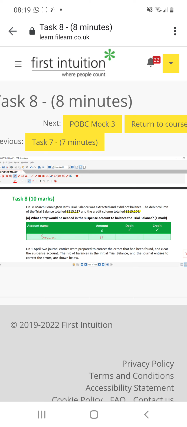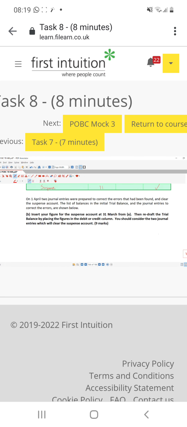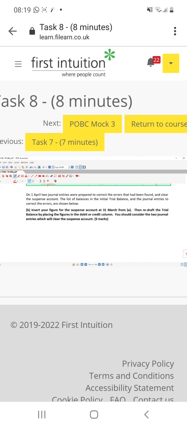And to make that credit side as equally as big as the debit side, we would have to credit the suspense account £11. So both sides are then 115,117. Now, what we are tasked with next down here is that they have said on the 1st of April, 2 journal entries were prepared to correct the errors that had been found and cleared the suspense account. The list of the balances in the trial balance and the journal entries to correct the errors are shown below.